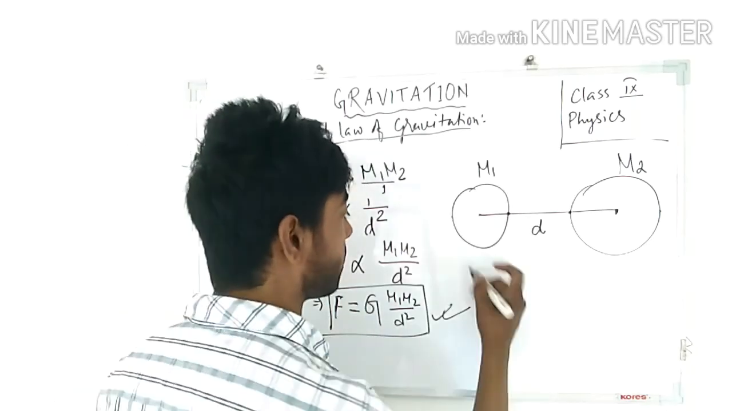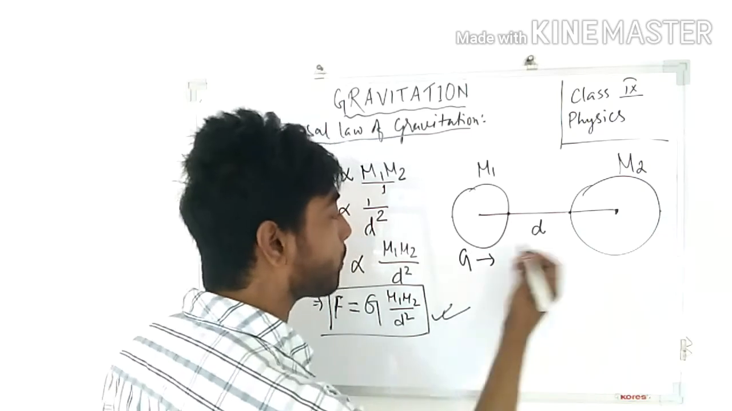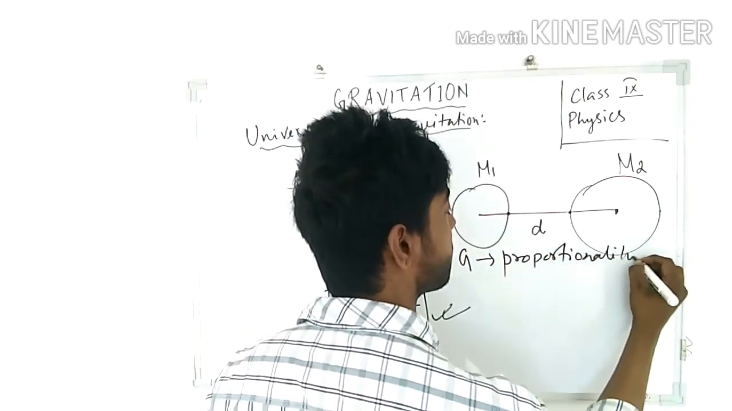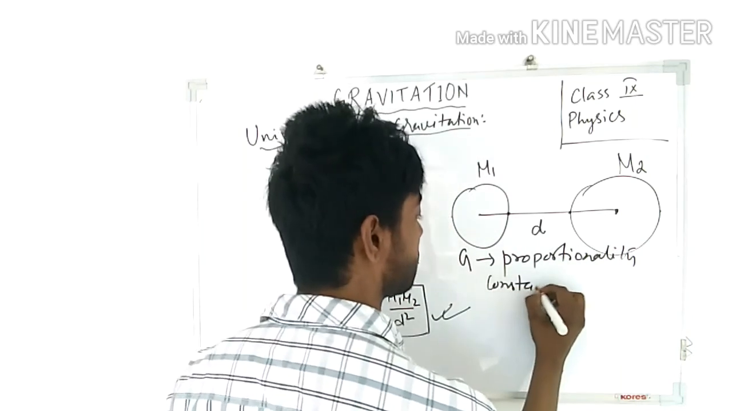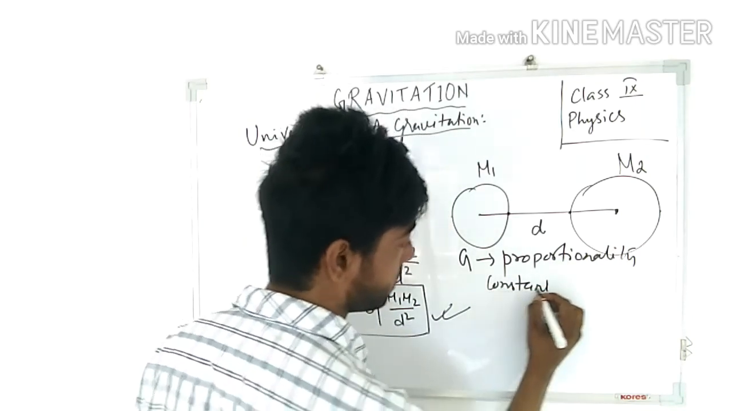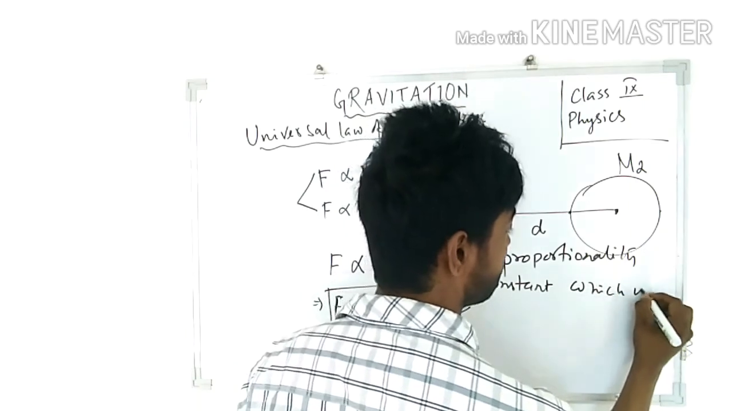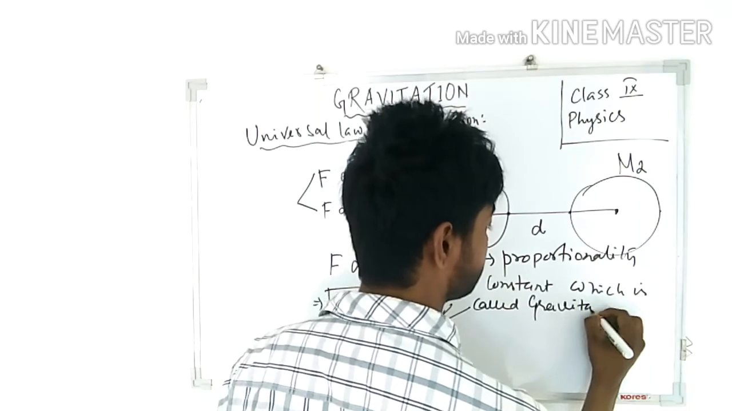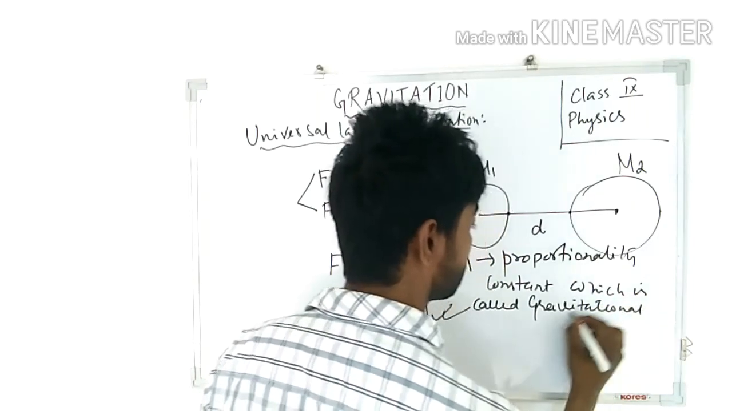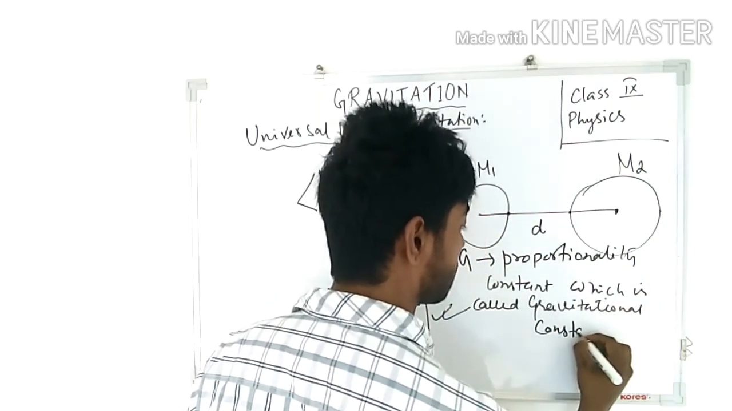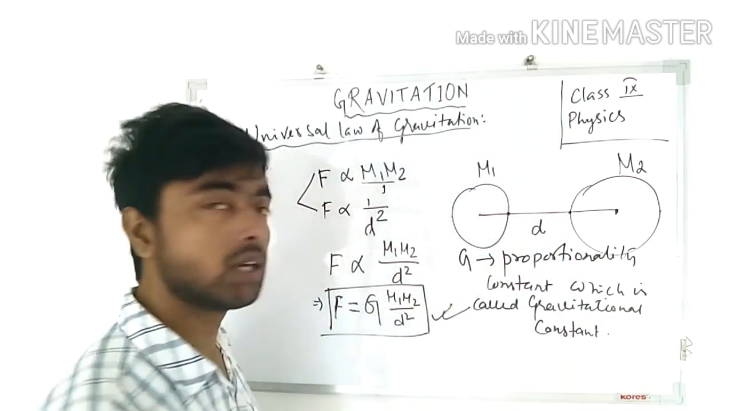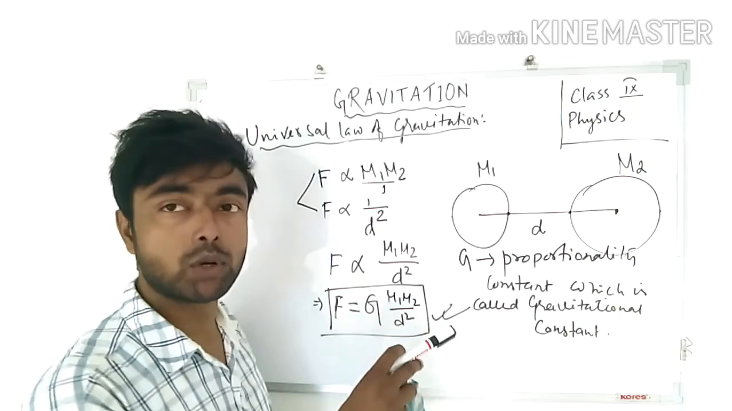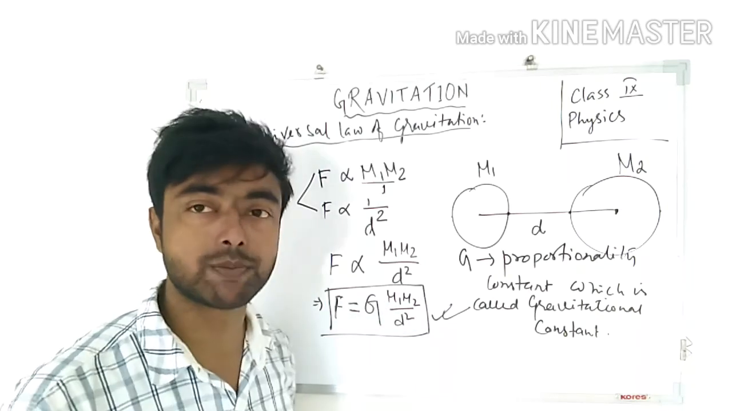This z is a proportionality constant, which is called the gravitational constant. What do we call it? We call it the gravitational constant. That means G is called the gravitational constant, F is the gravitational force, m1 and m2 are the masses of the two objects, and d is the distance between the two objects.